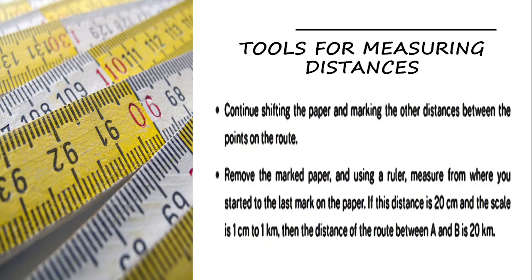After you have finished, remove the marked paper and, using a ruler, measure from where you started to the last mark on the paper. Now if this distance is 20 centimeters and the scale is 1 centimeter to 1 kilometer, then the distance of the route between point A and B is 20 kilometers.